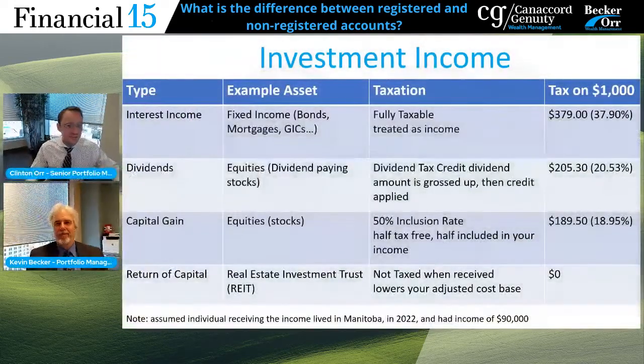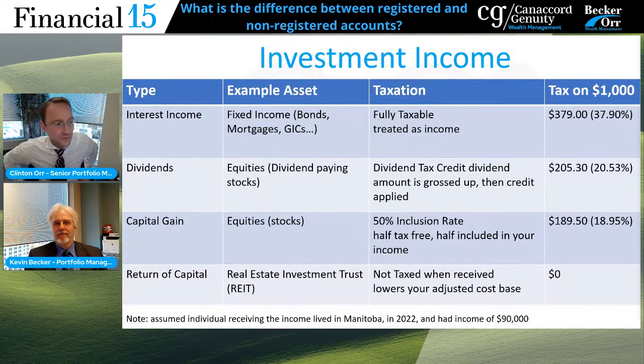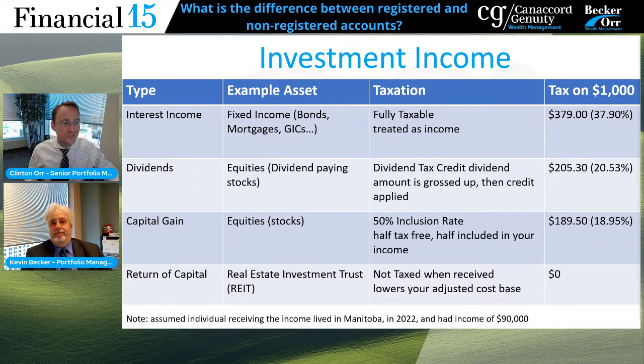Well, we'll go through a quick example here. We're looking at the taxation side. So remember, a big theme: registered accounts, you don't pay any tax as you go. Only when you take the money out, usually. In non-registered accounts, you do pay as you go. So this is applicable to non-registered accounts. We're looking at the different types of tax, different ways you can earn income within a non-registered account, and how it could be taxed. Lots going on here, Kevin. Why don't you help make sense of it?